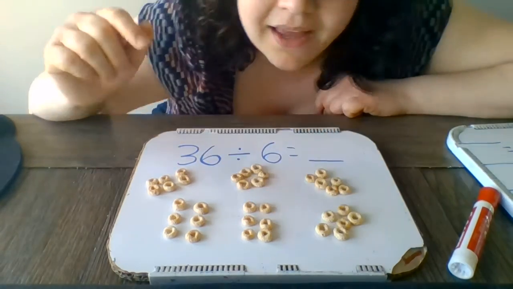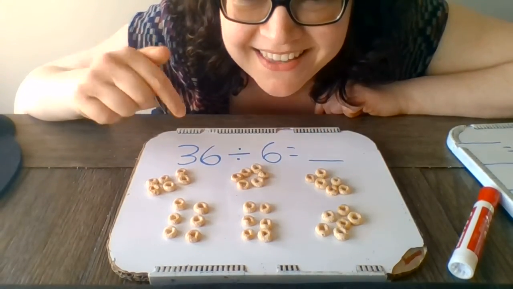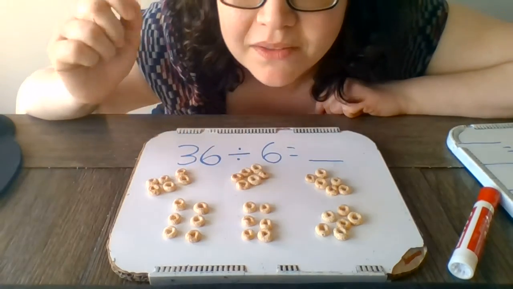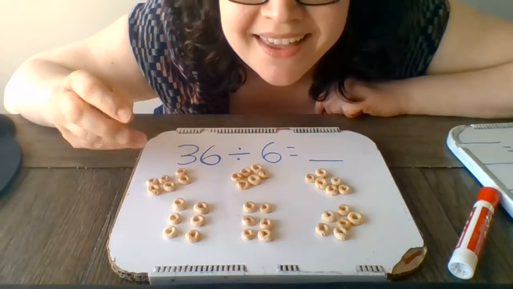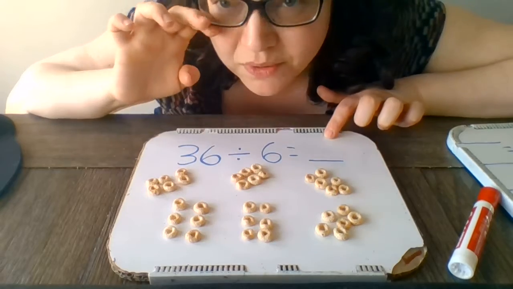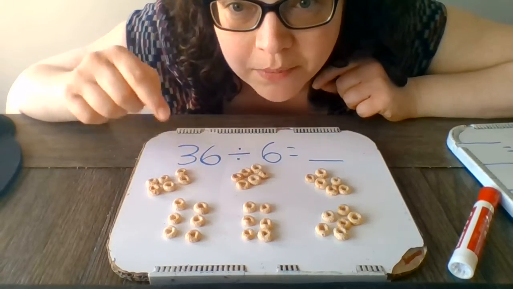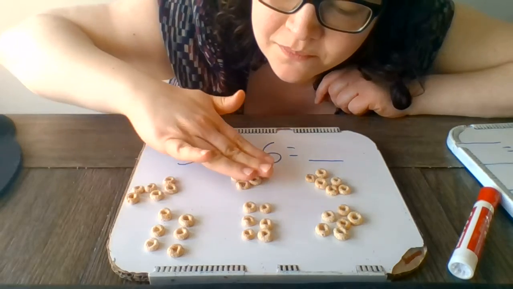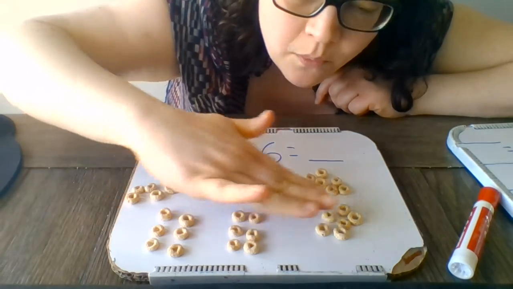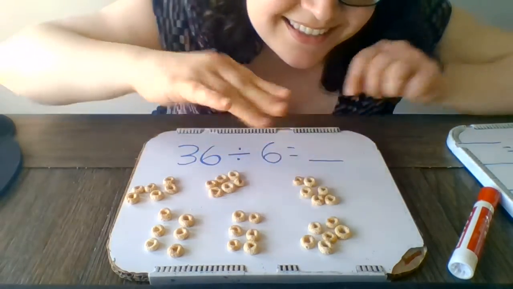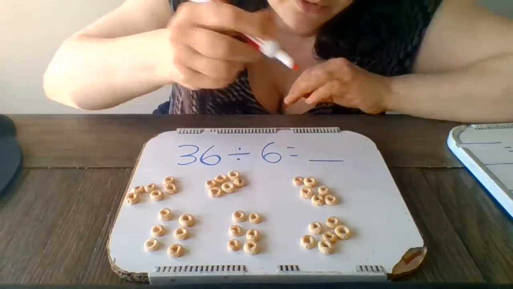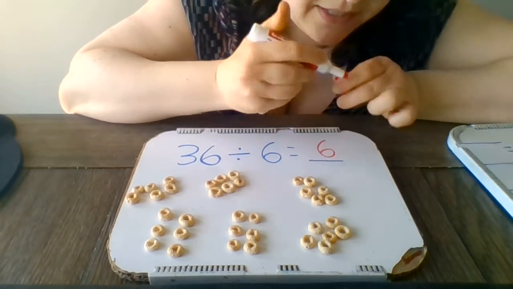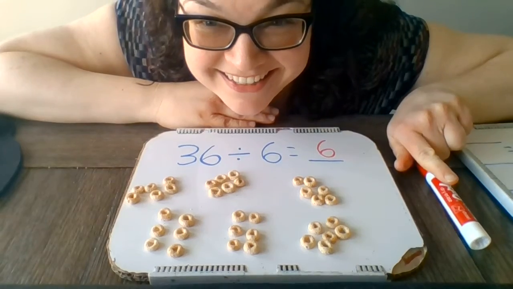Okay, I have made my groups of 6. I think you can see that they're all equal, not quite as neat maybe as they could be. And now to find the answer to our division question, we need to know how many groups. So let's take a look here. 1, 2, 3, 4, 5, and 6. So 36 divided by 6 is equal to 6.